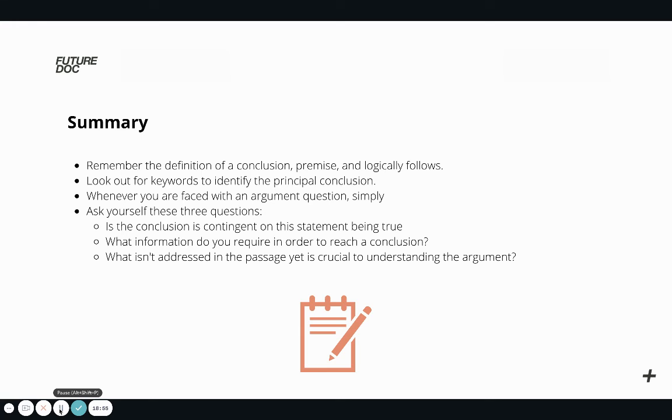So, to summarize, remember the definition of a conclusion, premise, and logically follows. Look out for keywords to identify the principal conclusion. Whenever you are faced with an argument question, simply ask yourself these 3 questions. Is the conclusion contingent on this statement being true? What information do you require in order to reach a conclusion? And what isn't addressed in the passage yet is crucial to understanding the argument?